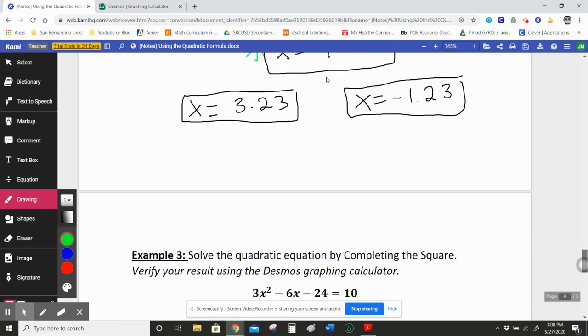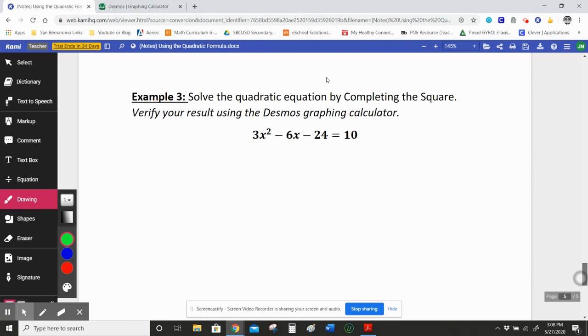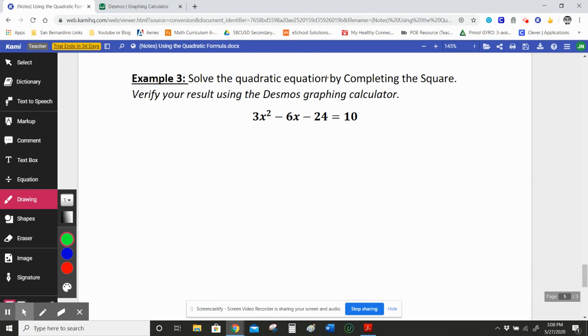Okay. So next up, example 3, which is the very last one. Same thing. We want to solve the quadratic equation by using the quadratic formula. Sorry, not completing the square. By doing the quadratic. See, I told you guys to recycle this. By doing the quadratic formula. And then verify the result with decimals if you can.